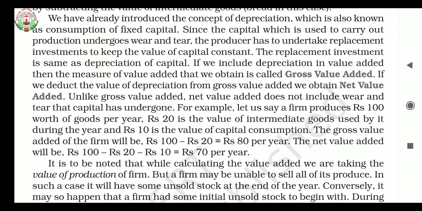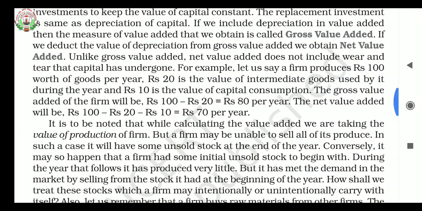For example, let us say a firm produces rupees 100 worth of goods per year. Rupees 20 is the value of intermediate goods used by it during the year, and rupees 10 is the value of capital consumption. The gross value added of the firm will be rupees 100 minus 20, that is 80 per year. The net value added will be 100 minus 20 minus 10, that is 70 per year, because the depreciation value will be deducted.